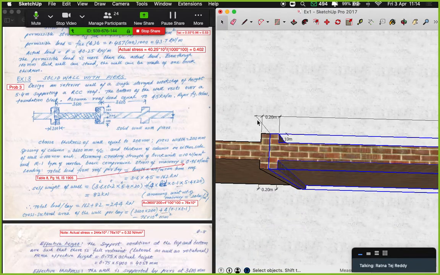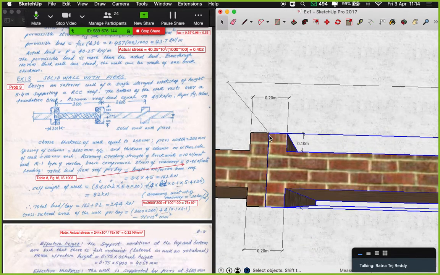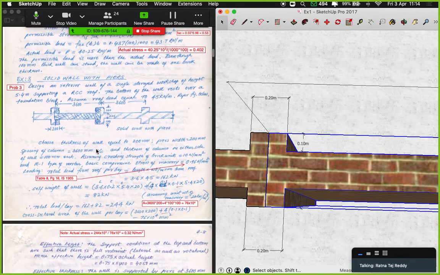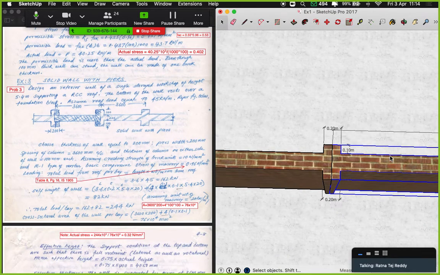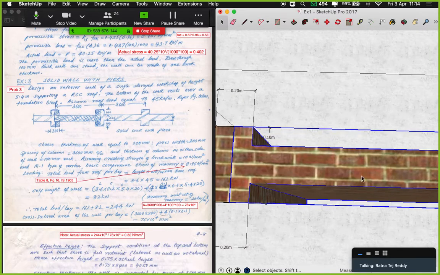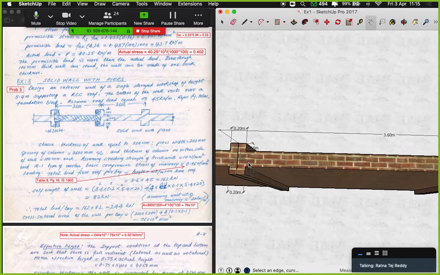Next, the width of the pier is 200 mm, like it's given in the question. The thickness of the wall is equivalent to 200 mm. Thickness of the wall, as in the thickness of this masonry wall, this one. I can show it in measurement over here. The thickness of this masonry wall is from here to here, it is 0.2 meter, that is 200 mm, which is seen over here.